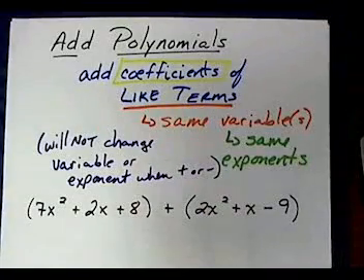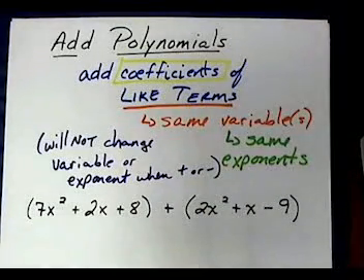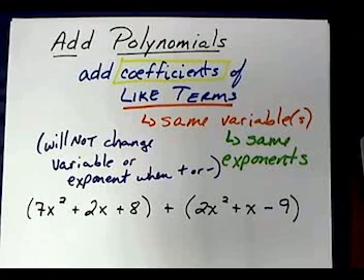And the same thing will happen for subtracting. So we're going to do all this work to combine like terms. We don't change the variable or the exponent. That is what makes them like. We only add or subtract the coefficients, or the numbers in front of those.